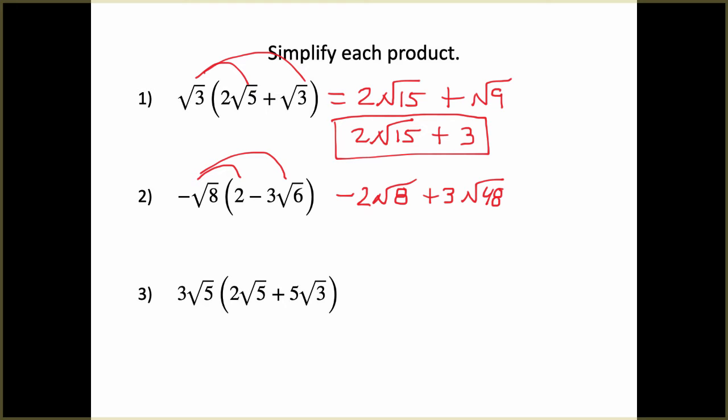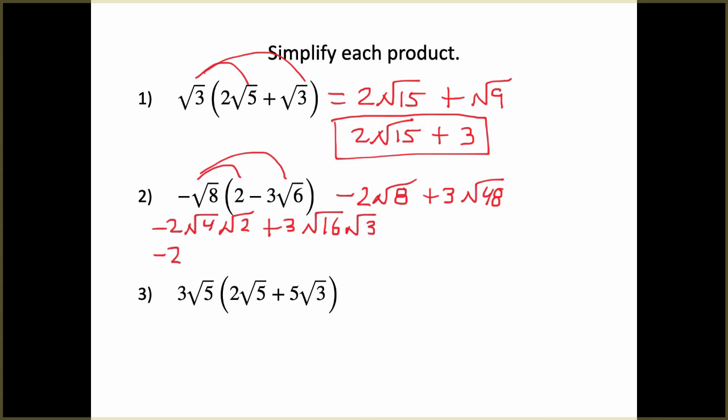Now we need to go through and see if we can simplify either of these radicals. For the first one, we can pull out a perfect square of 4. So we have negative 2 square roots of 4 square roots of 2 plus 3. And the largest perfect square we can pull out of 48 is 16. And here's the square root of 3. And then we simplify our perfect square.